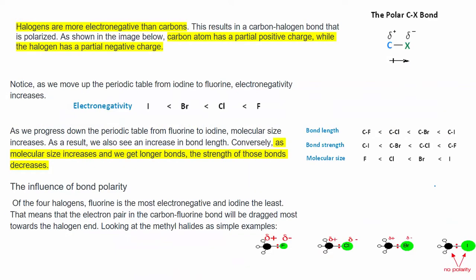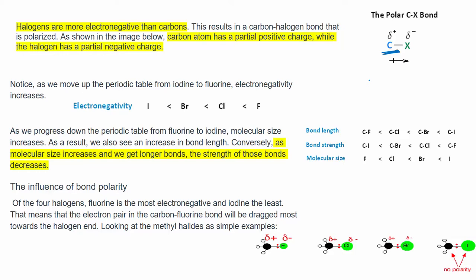Now, we know that halogens are more electronegative than carbon, and because of this electronegativity, we have this polar covalent bond. That polar covalent bond yields an electrophilic carbon. It's that electrophilic carbon that we're going to be working with for the rest of this module. Now, as we move up the group of a periodic table from iodine to fluorine, the electronegativity increases, with fluorine being the most electronegative atom. That shouldn't be a surprise. That should be a review.